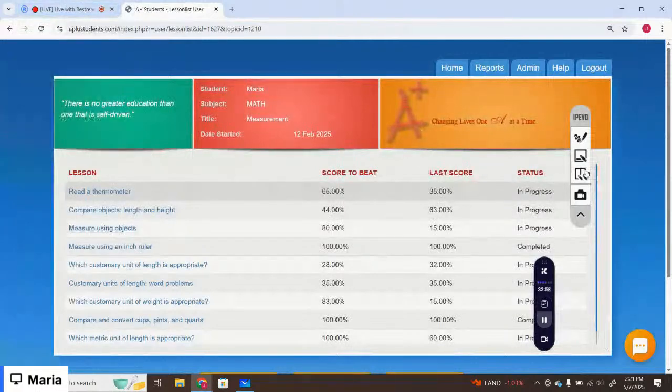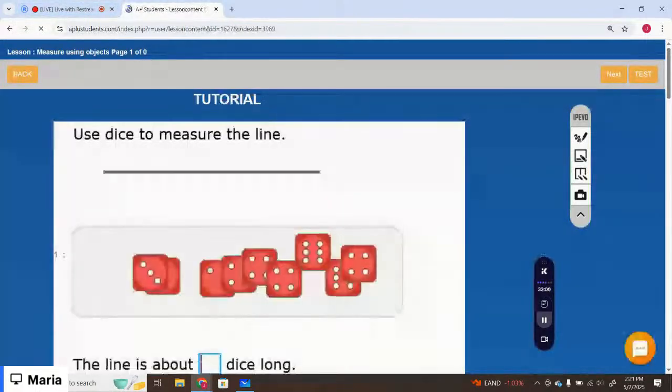The next lesson is measure using objects. So you can measure things using other objects. For example, you have to measure the length of the line. You can place one dice after another from the start of the line to the end so that you can measure the length of the line.